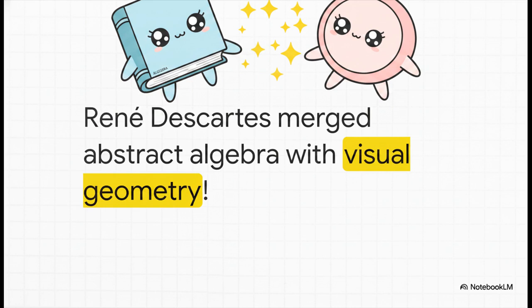He created the coordinate plane, the literal x and y axes grid that we use every single day, which allowed us to visually map the discriminant. Descartes' absolute genius was that he finally allowed us to actually see the math. He literally showed us the floating parabola.